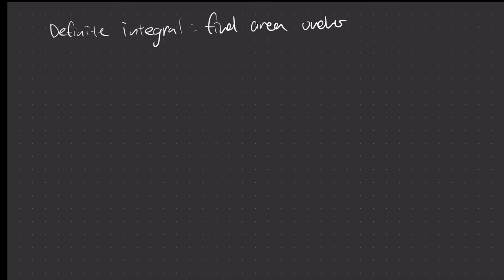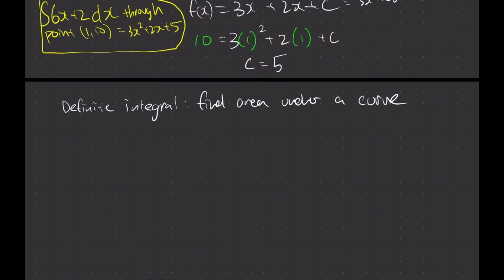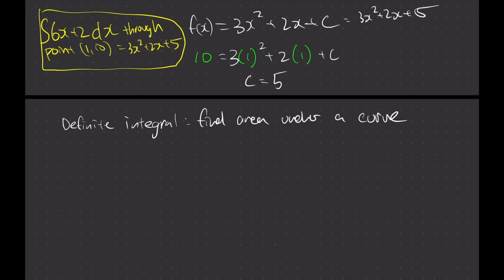Okay, now moving on to definite integrals. What's a definite integral? A definite integral is different from a normal integral. A definite integral is just finding the area under a curve. So let's just use our previous example to explain. If we have a definite integral, let's say we have 3, 6 here, and then we have 6x plus 2 dx. So what does this mean?